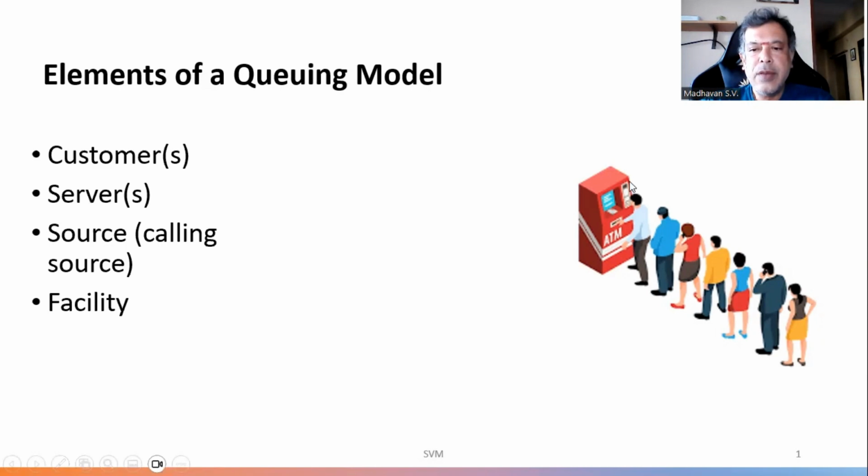Facility. So the service facility is the one we are talking about, meaning whether the facility has got a multi-server or a single server, like that. Is it a network facility? What type of facility? That is also considered to be another element of a queuing model. Then the queue: this particular line that is being formed, you call it a queue.